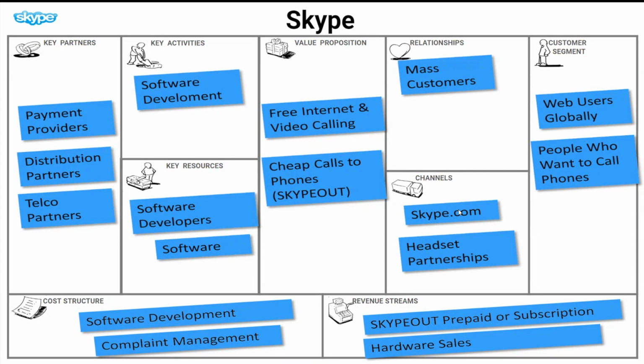What are the key resources they need? The key resources are two things. One is they need software developers, and the second is they need software for people to actually use. Number 6 is, what are the key activities? What do they do exactly? What they do is basically software development. They are preparing this system for people to use.